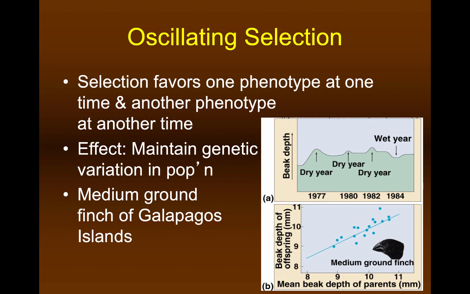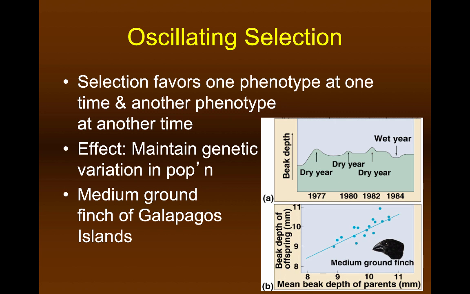The reason for this goes back to the cyclical nature of ocean currents and El Nino and La Nina and those kinds of things. What happens here is that there is a periodicity of drought in the Galapagos. In dry years, plants that produce big, tough seeds do better than plants that produce smaller, more delicate seeds. If you happen to be a medium ground finch that has a big beak and can get into those big seeds, you're going to do better. You're going to leave behind more offspring.